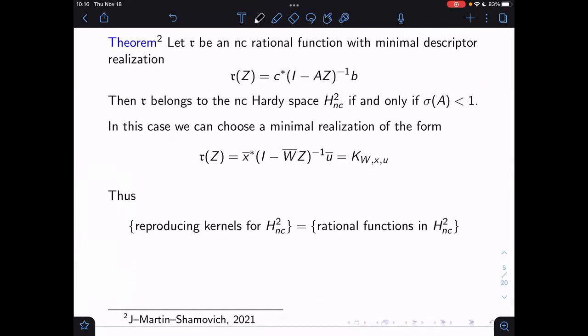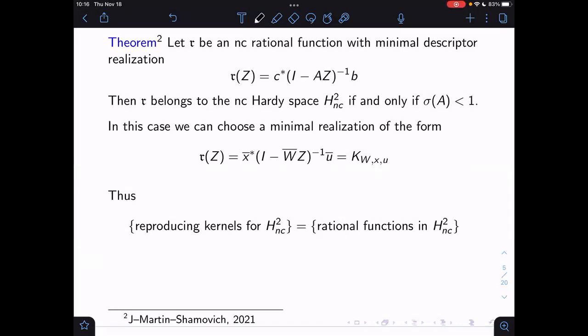So in the disk setting, in the classical H2, of course, it's easy to see which rational functions belong in the Hardy space. The answer is they just don't have any poles in the closed disk. And you can prove that easily by doing integral estimates in the L2 norm. And in the NC setting, of course, we don't have integrals or boundary values in any known useful sense. So you have to come about it in a different way, and the right way to approach it is realizations. So we can characterize the NC rational functions that have square summable series by their realizations.